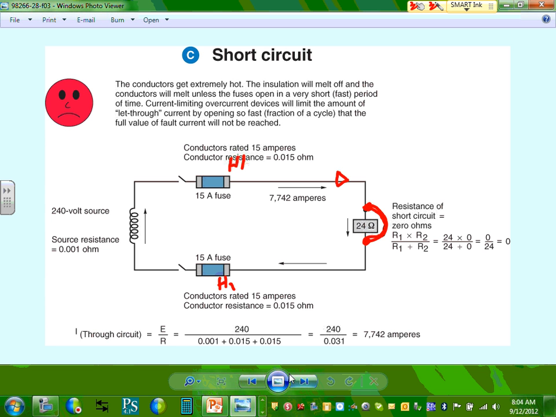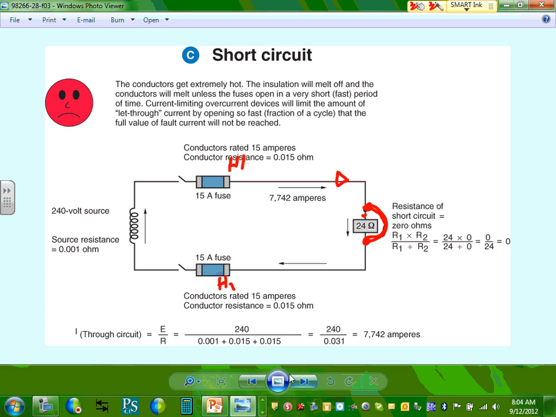Legally, you know, they can't go through the alley. But are they going to go through the alley or through the interstate? Through the interstate. So yes, there will be a tiny little bit going through the alley, negligible. But most of the current is going to go where? Through around there, because it's the easy path, the interstate for the current. Okay, so this is what happened.